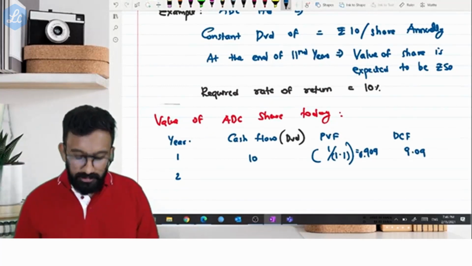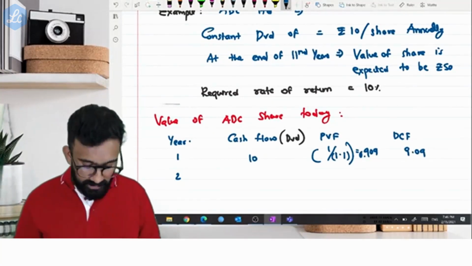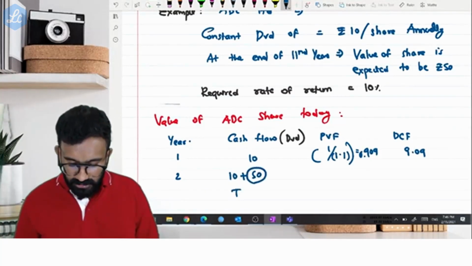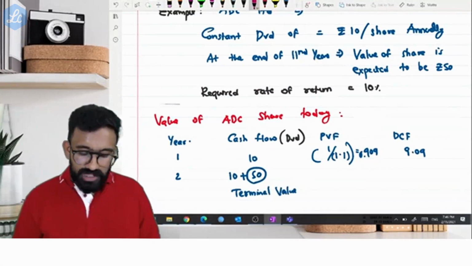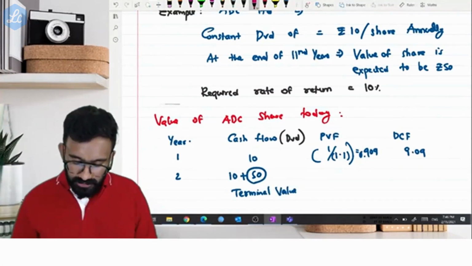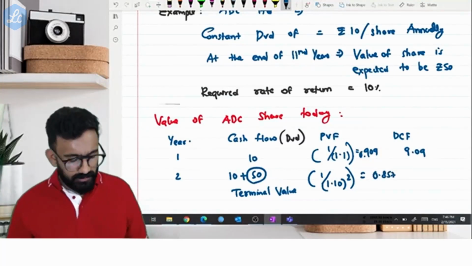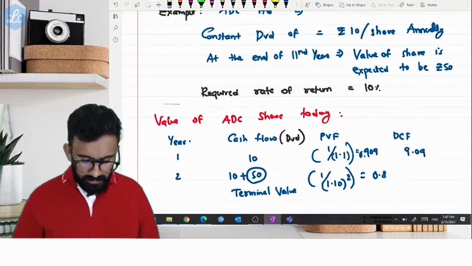Then second year, I'm going to have two cash flows. One is dividend, which is 10, plus 50 rupees, which is the terminal value. At the second year, I need to use the second year discounting factor, present value factor, which is 1 divided by 1.10 to the power 2. 0.826, if I'm not wrong.